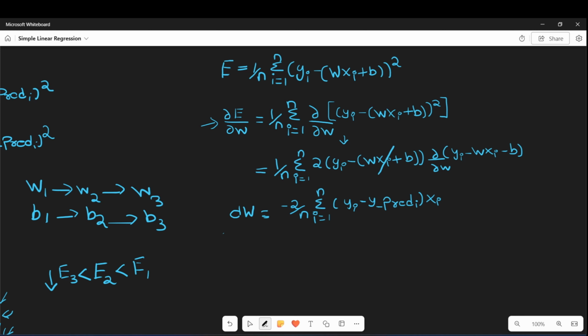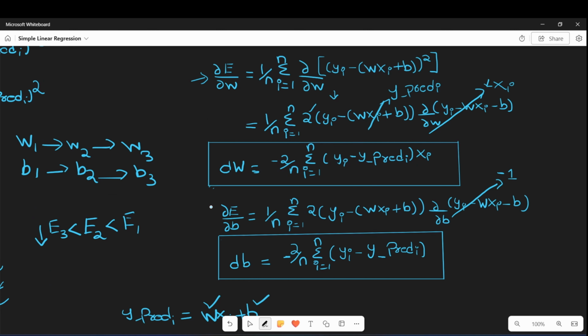Now this w into xi plus b is nothing but the y pred of i, and the partial derivative of this one is minus xi. I took the minus value and 2 value outside the summation, so the equation becomes minus 2 by n into summation of i equal to 1 to n, yi minus y pred of i, into xi, and I renamed dou E by dou w as dw so that it is easier to code.